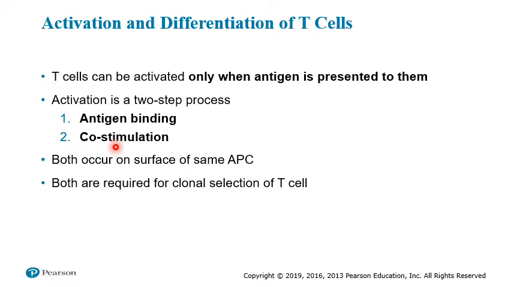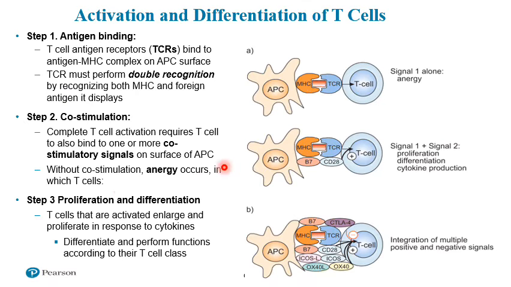Both occur on the surface of the same APC. Both are required for the clonal selection of T cells, which means before they can clone themselves, because they already know what to do, they're already real soldiers and they can already fight, they have to go through this two-step process.